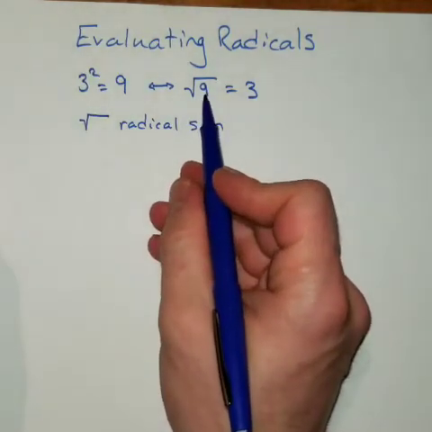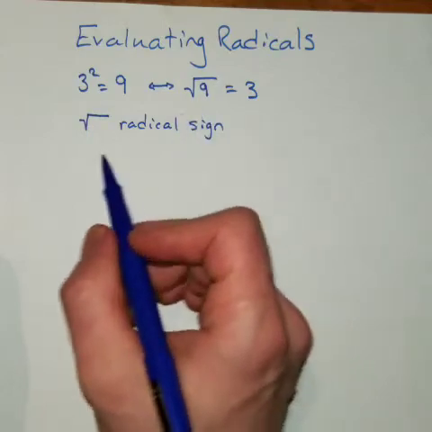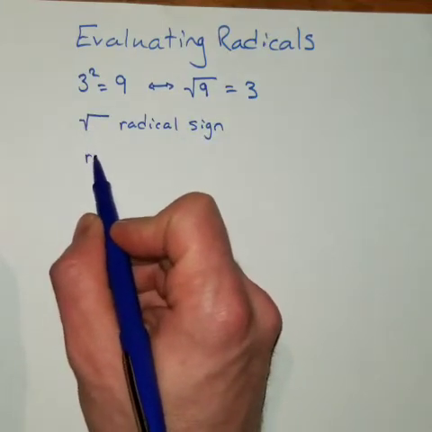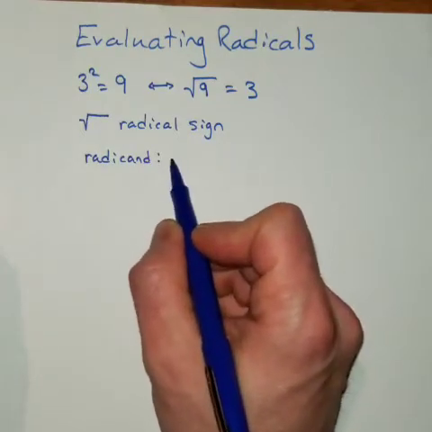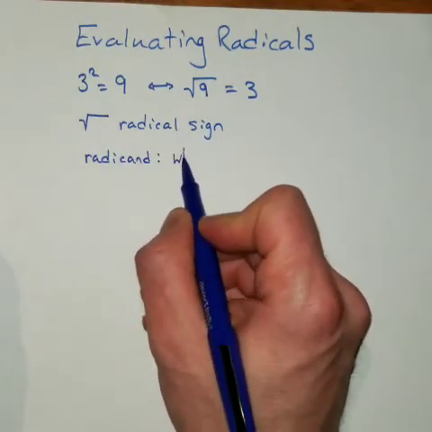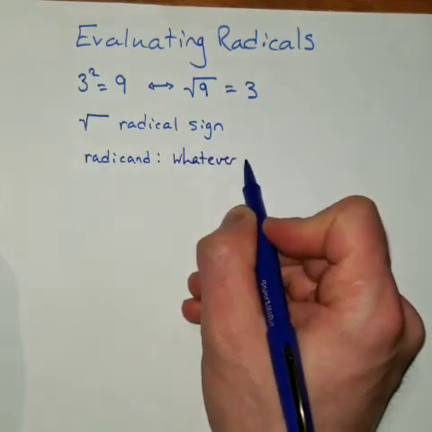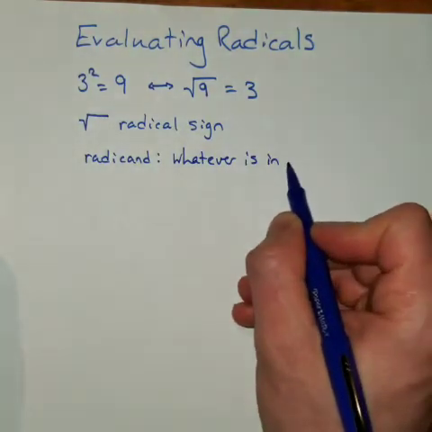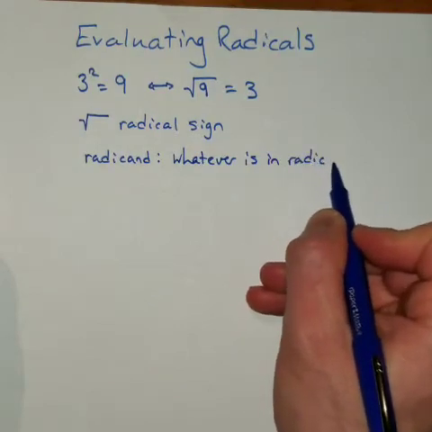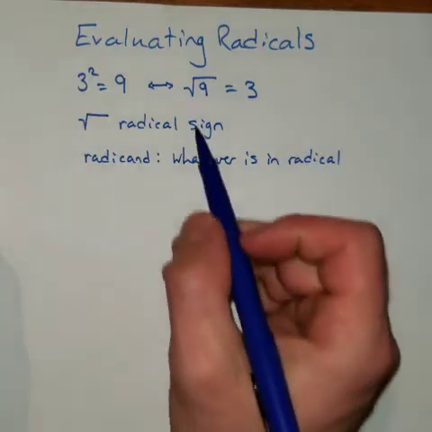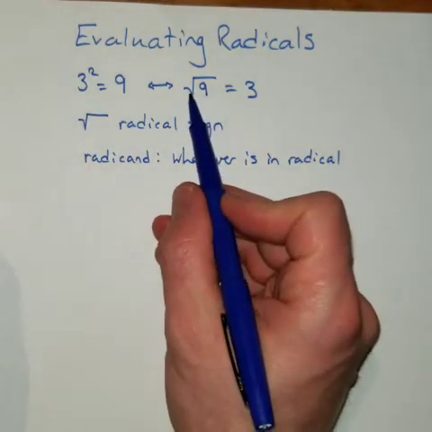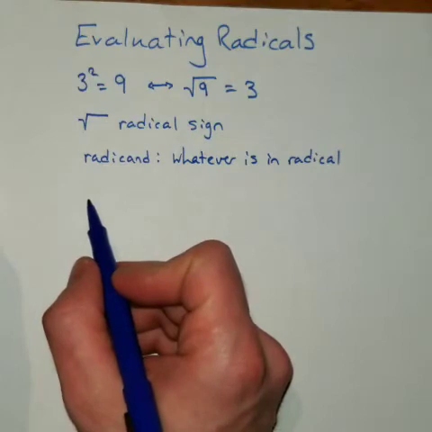The number underneath the radical is called the radicand. Okay, radicand is whatever's under the radical, or in the radical. Okay, so that's called the radicand. There is also another feature that's called the index, which I don't really have written in here. Let me give you another example though before I move into that.